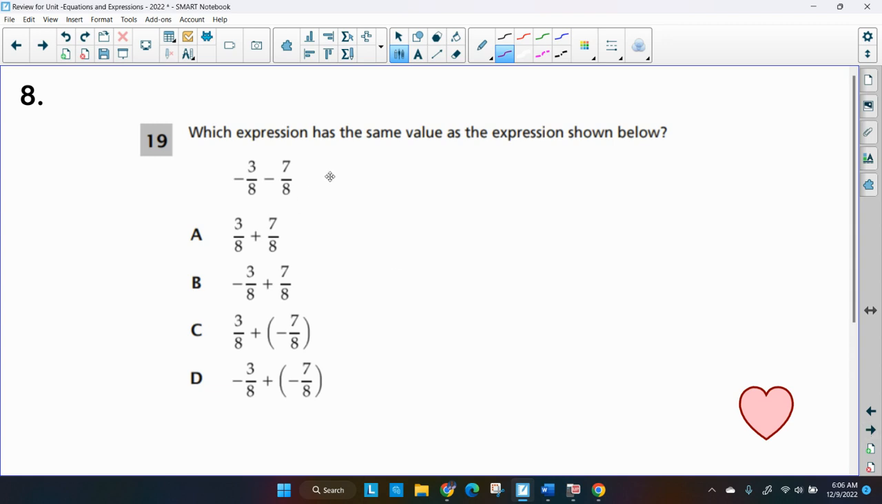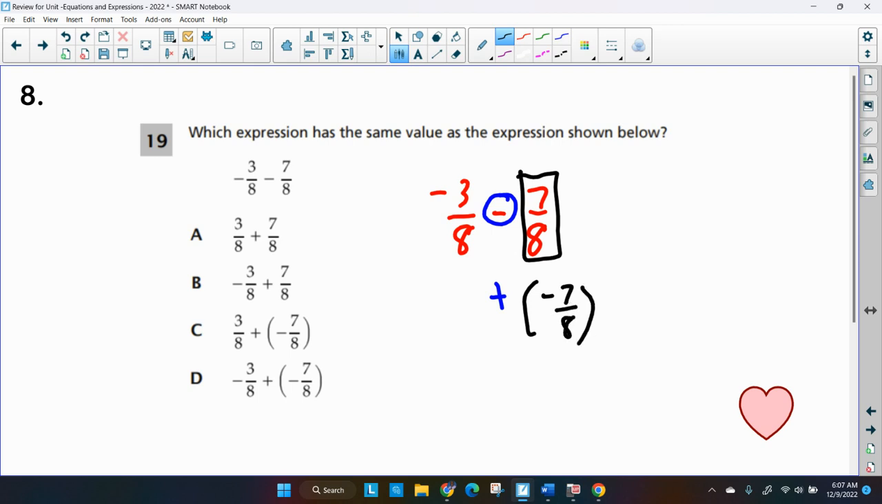All right, number 19, which expression has the same value as the expression shown below? Well, the rules for subtraction: there's no such thing as subtraction. It's addition. So this gets changed to an addition problem, and the second term, the 7/8, gets changed to its inverse or opposite. The opposite of positive 7/8 is negative 7/8. So that is the answer. Negative 3/8 is being added to negative 7/8, which is choice D.